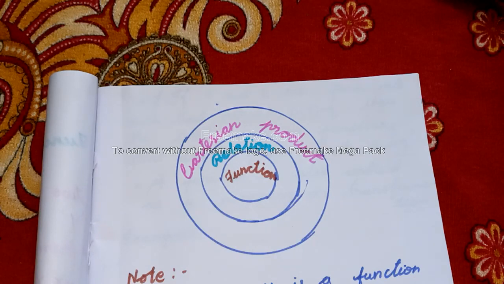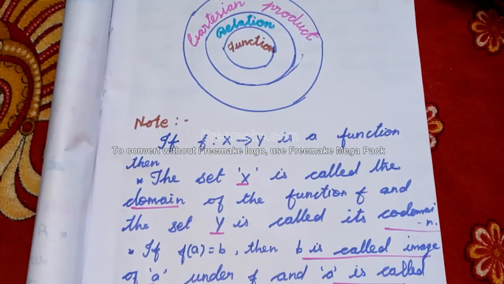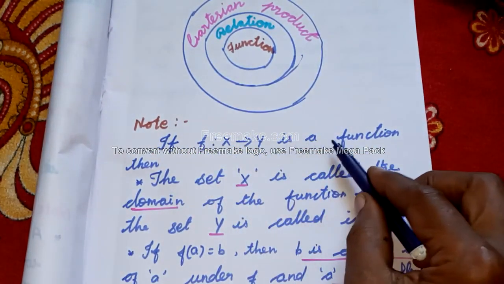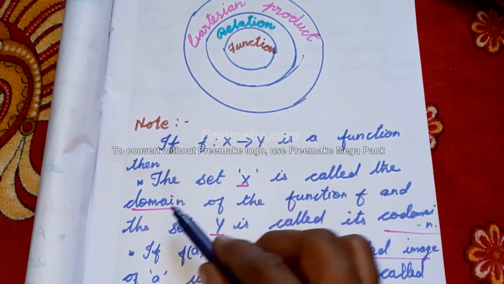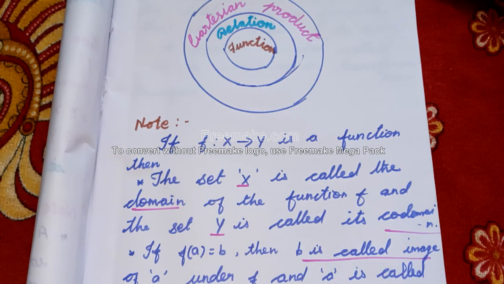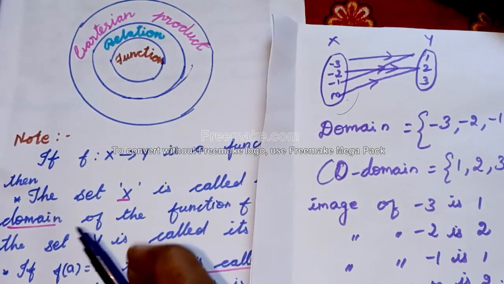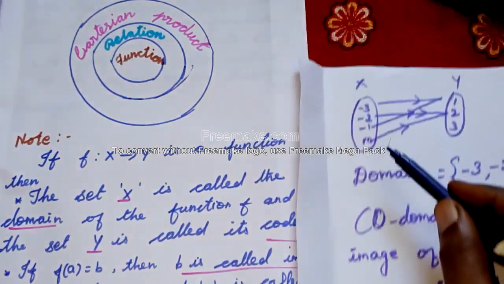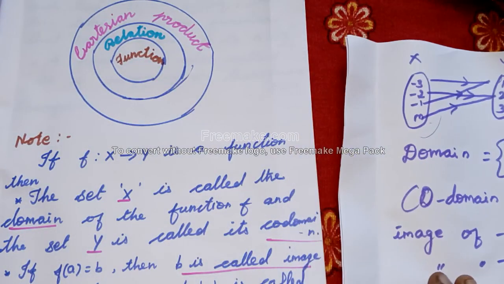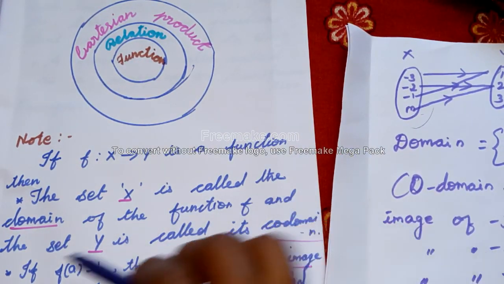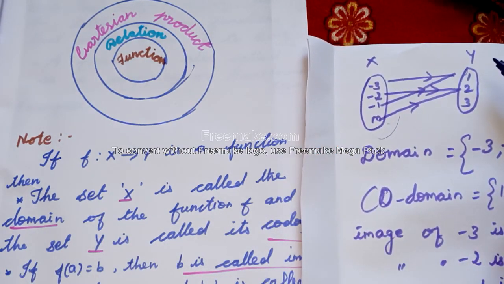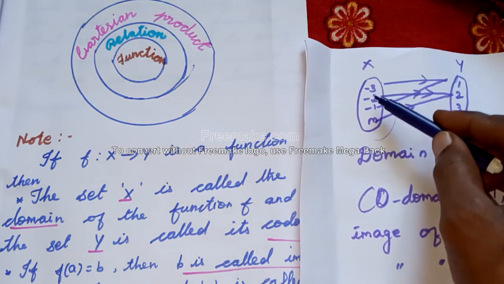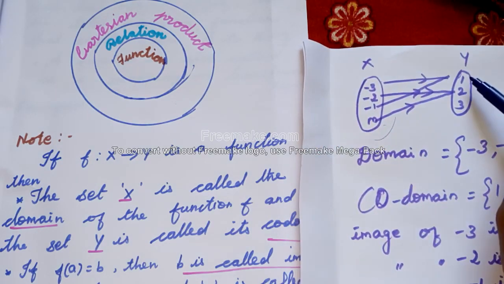If F from X to Y is a function, then the set X is called the domain. Already I have explained, the set X is called the domain of the function F, and the set Y is called the codomain. Clear? Domain is equal to {-3, -2, -1, m}. Y is equal to {1, 2, 3}, which is the codomain.